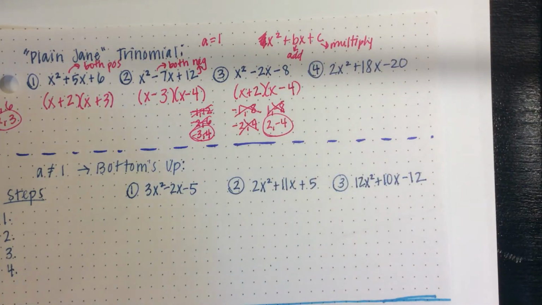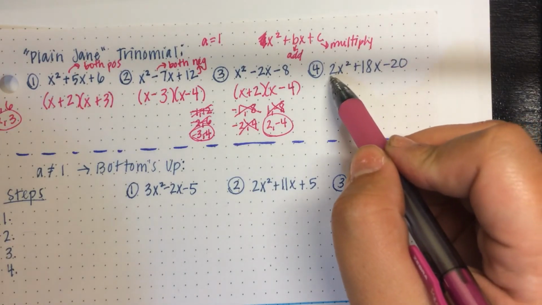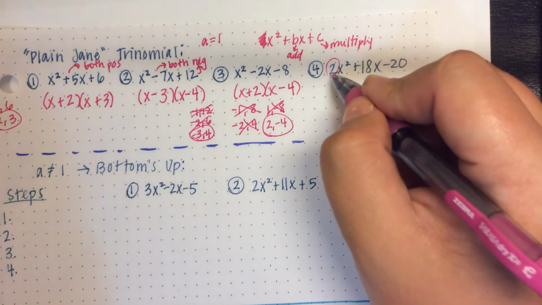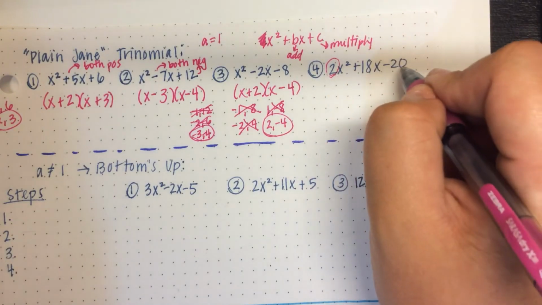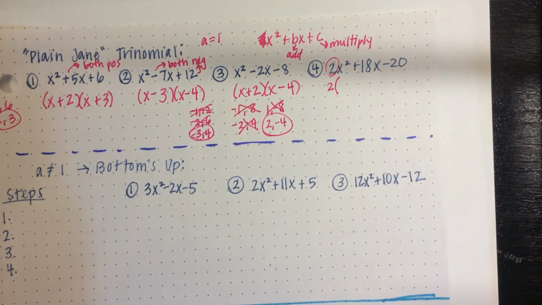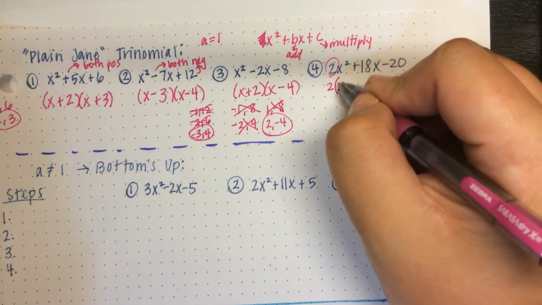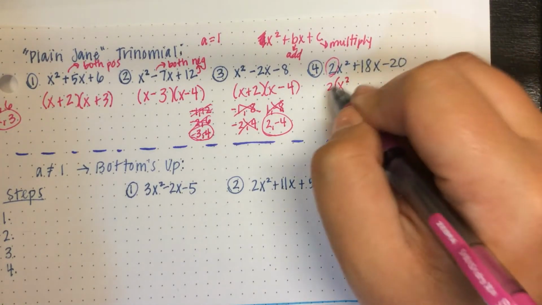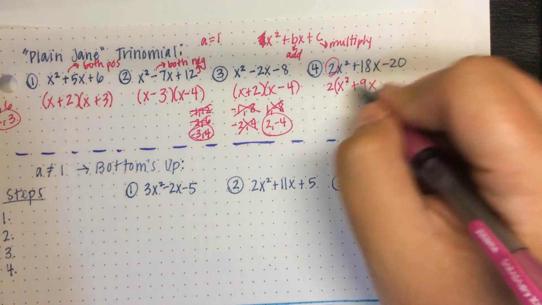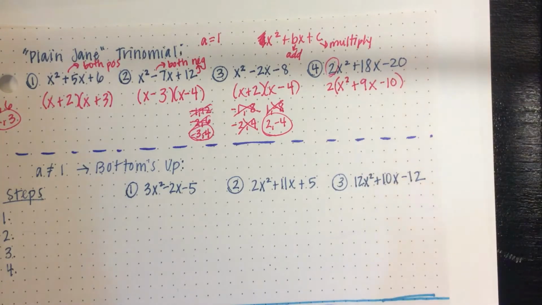Okay, now for number 4, oh my goodness, I don't have A equals 1. I got this 2 in there. Right, well, the first thing we always have to look for, GCF, right? So 2 goes into itself, it goes into 18, and it goes into 20. So I'm going to take that 2 out. So 2 divided by 2 is 1, so I'm left with 1x squared. 18 divided by 2 is 9, so we have 9x. And then -20 divided by 2 is -10.